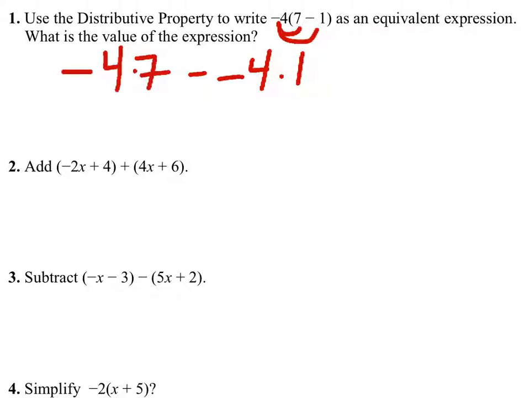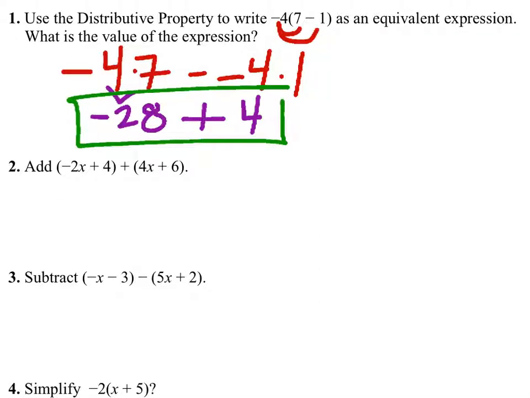Which, if we were to evaluate those, negative 4 times 7 is negative 28. And then we got minus a negative, so we're going to make that a plus. 4 times 1 is 4. This would be one of the answers that they wanted right here. But then they wanted us to actually evaluate this thing. So negative 28 plus 4, bam, negative 24.